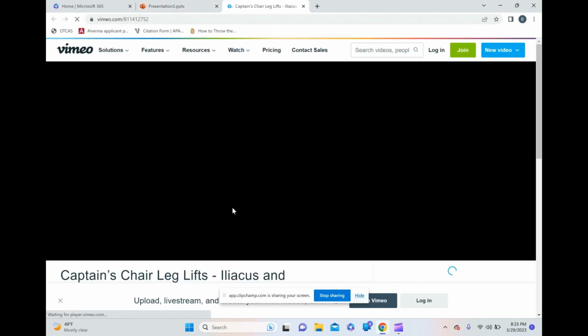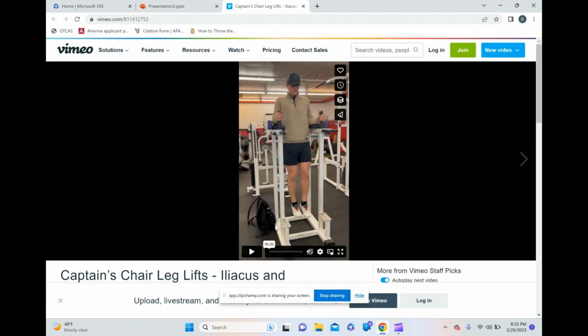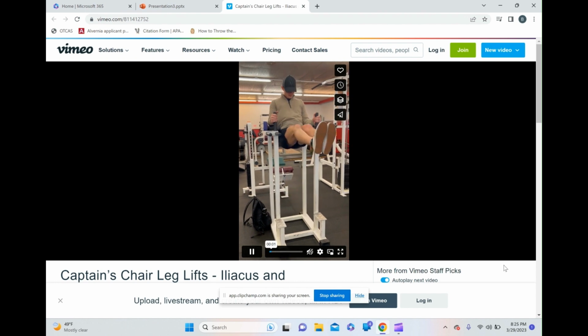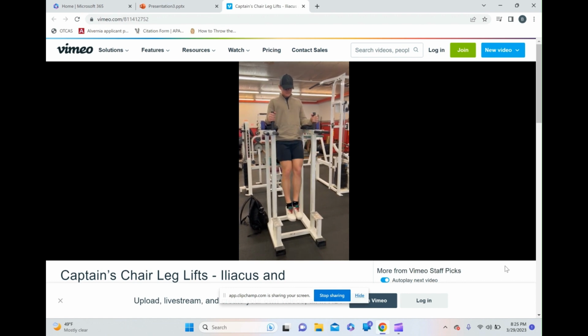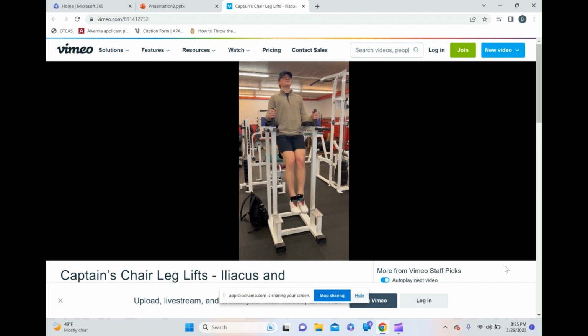Lastly, if you have access to machines, one can perform a captain chair leg lift. This is a great exercise to engage in the training of the iliacus and psoas major muscles. Be sure to maintain a straight spine and try to lift your legs up to create a 90-degree angle at your hip.